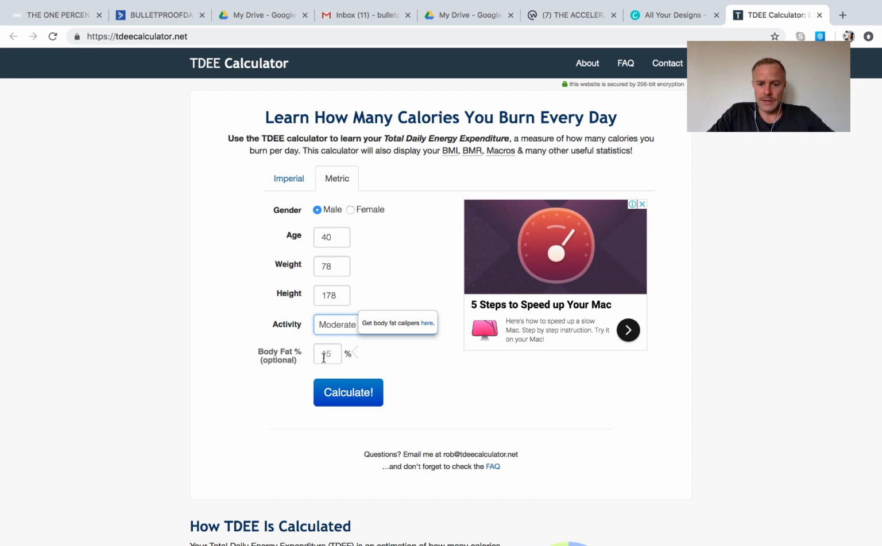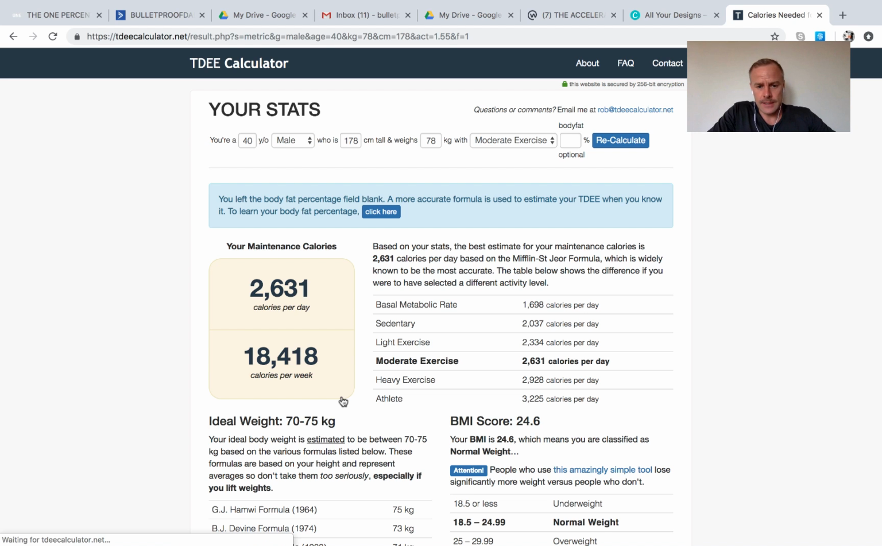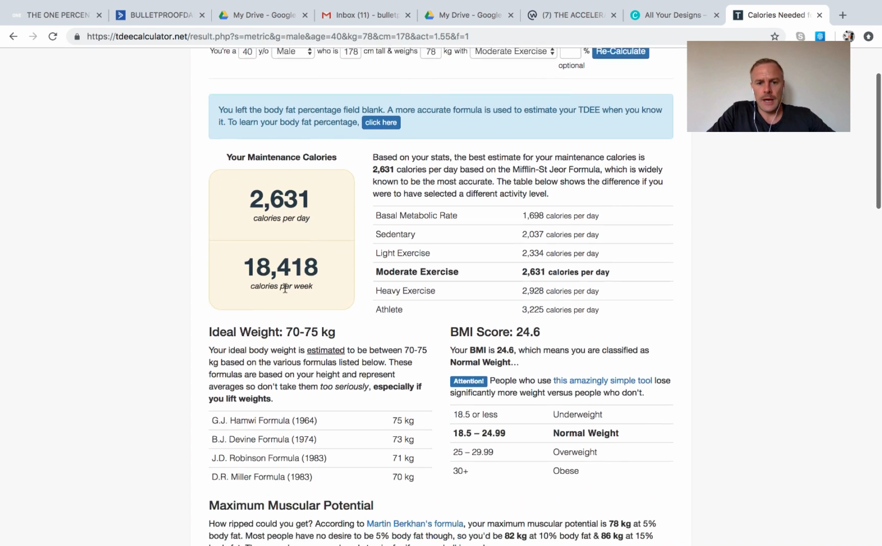So for this example, we're not going to put the body fat percentage in, but I'm just going to calculate here what my TDEE is. So here, I'm coming through. It's giving me moderate exercise. It's saying that the TDEE I need in order to stay exactly the way I am is 2,631. And then it gives me some other indications here, moderate exercise.